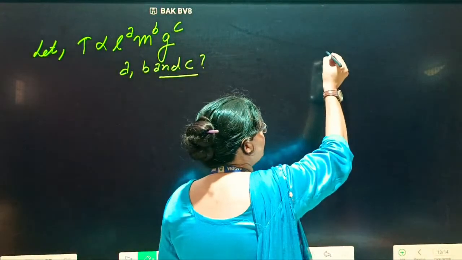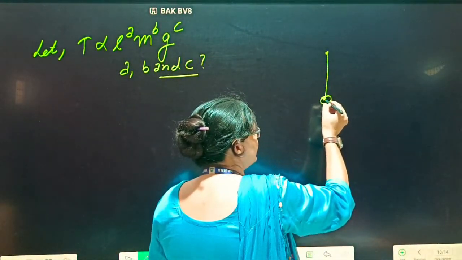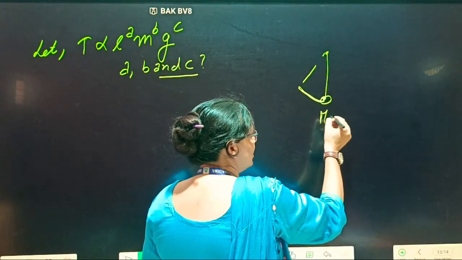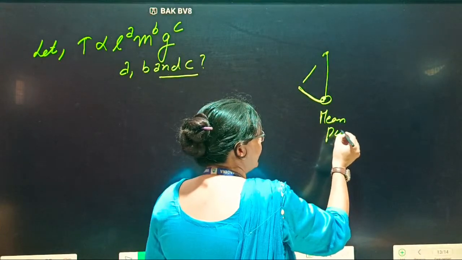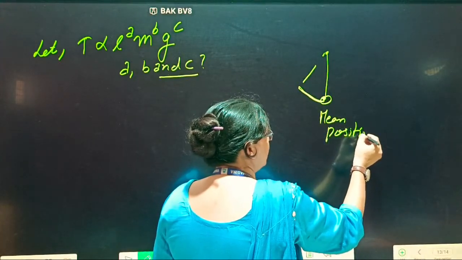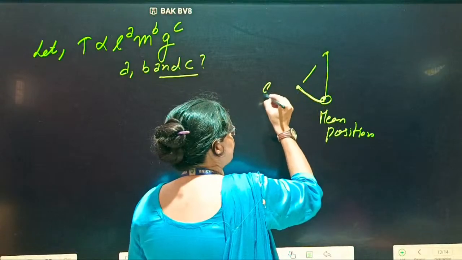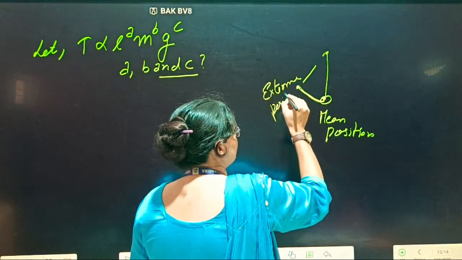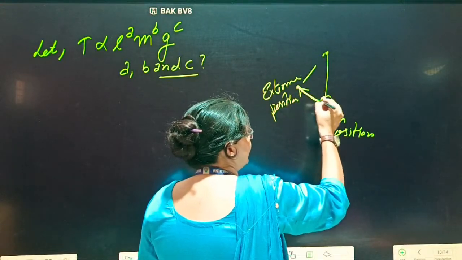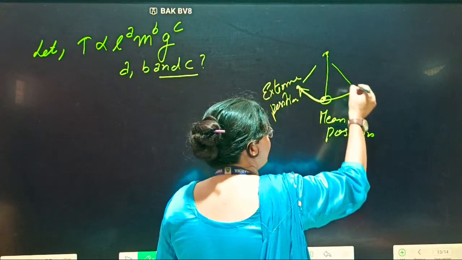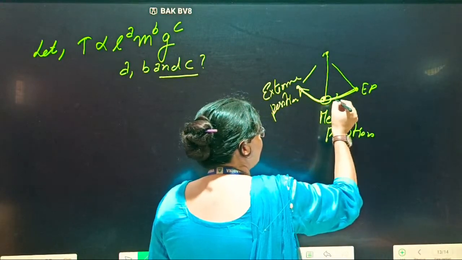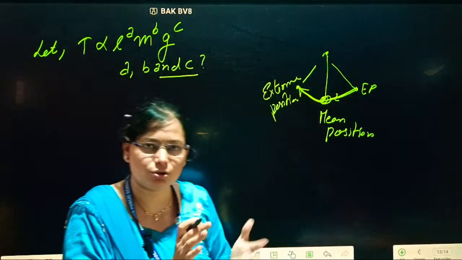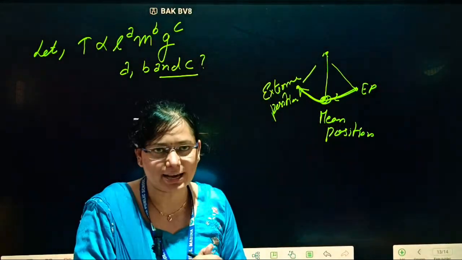I told you what the time period is. The bob moves from this side. This is the mean position, which we can also call the equilibrium position of the pendulum, and this we will call the extreme position. It moves here to the extreme position, then again comes back to the mean position. The total time taken for one complete oscillation is known as the time period.